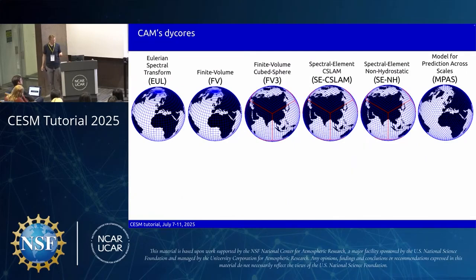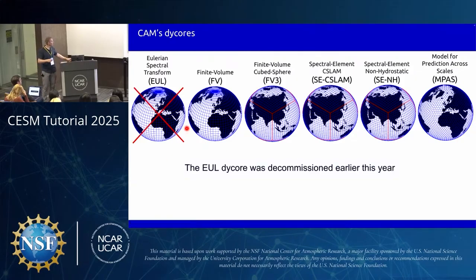Alrighty, we have a lot of dycores in CESM. It's a very fast evolving field, or at least it was for the last 10, 20 years. So we have a lot of new fancy ones. We have one here we just got rid of. It's a spectral transform model. It's quite similar to the dynamical core used at ECMWF.